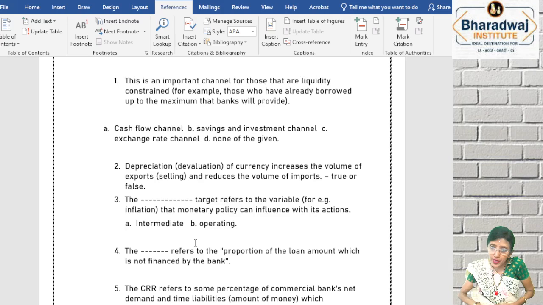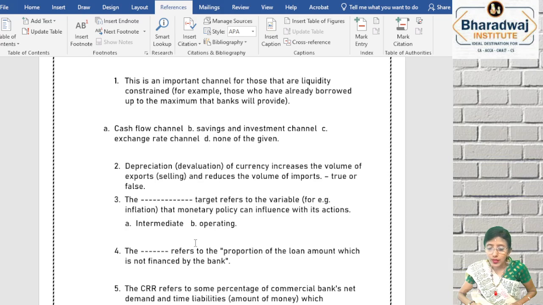Now, depreciation or devaluation of currency increases the volume of exports and reduces the volume of imports. True or false? Depreciation. The next one: dash target refers to the variable that monetary policy can influence with its action. Intermediate or targeting. Options are given for you.